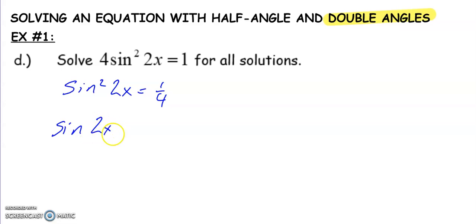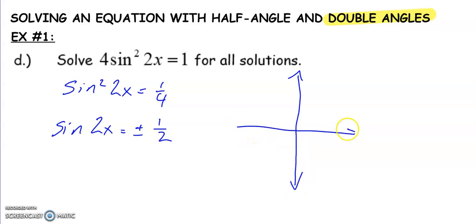I'm going to go ahead and square root both sides. So the sine of 2x is plus or minus. The square root of 1 is 1. The square root of 4 is 2. So since it's just the sine of 2x, I'm going to do what I did last time with the tangent. I am going to say 2x happens at plus or minus 1/2. And they didn't say how to write my answer, so I'm going to do it in radians.